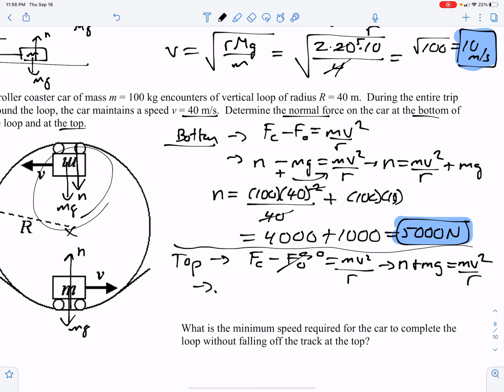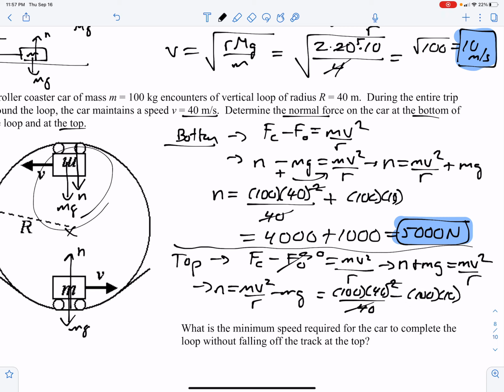Subtracting the mg, normal force is equal to mv squared over r minus mg, which would be 100 times 40 squared over 40 minus 100 times 10. Again, this now would be 4,000 minus 1,000, or 3,000 newtons.